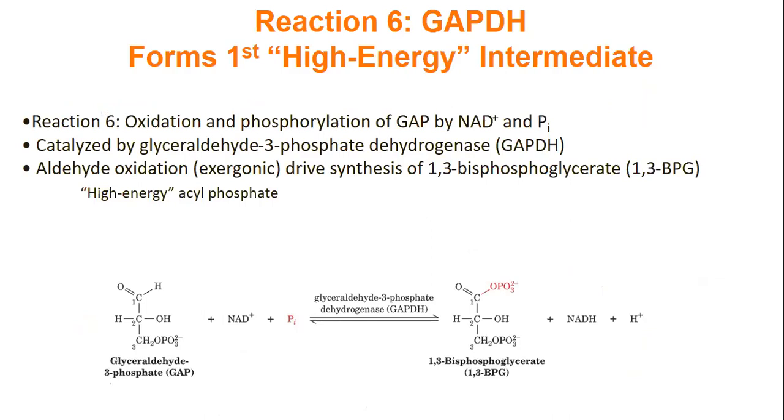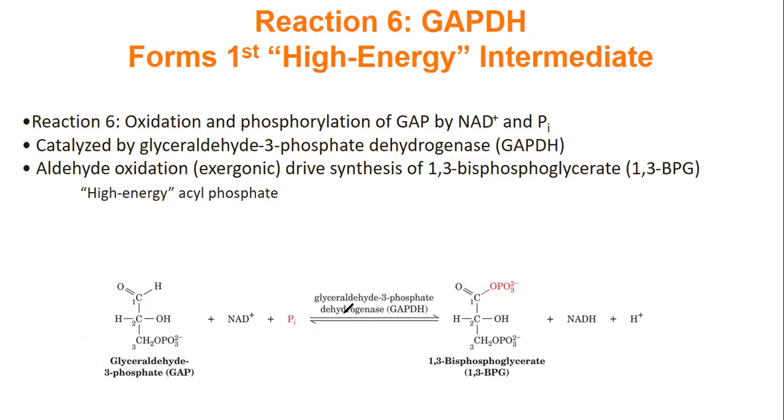All right, let's go to reaction 6, where we're making a high energy compound. So far we've only put energy in. Now in the next steps, we're going to get energy out. So we're going to take this GAP and we're going to phosphorylate it and form 1,3-bisphosphate glycerate. The enzyme that is responsible for this is a dehydrogenase.